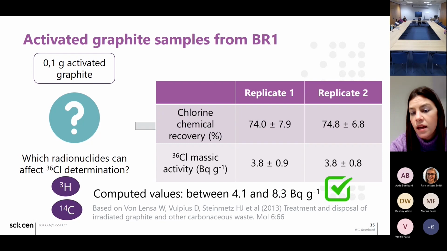So then we analyzed 2 replicates of the activated graphite. We calculated the chemical recoveries, which were about 74%. And then we also calculated the chlorine-36 massic activity, which was 3.8 becquerels per gram. This value was compared with computed values already reported, which were between 4.1 and 8.3 becquerels per gram. And then, as you can see, the values agreed within the measurement uncertainty.